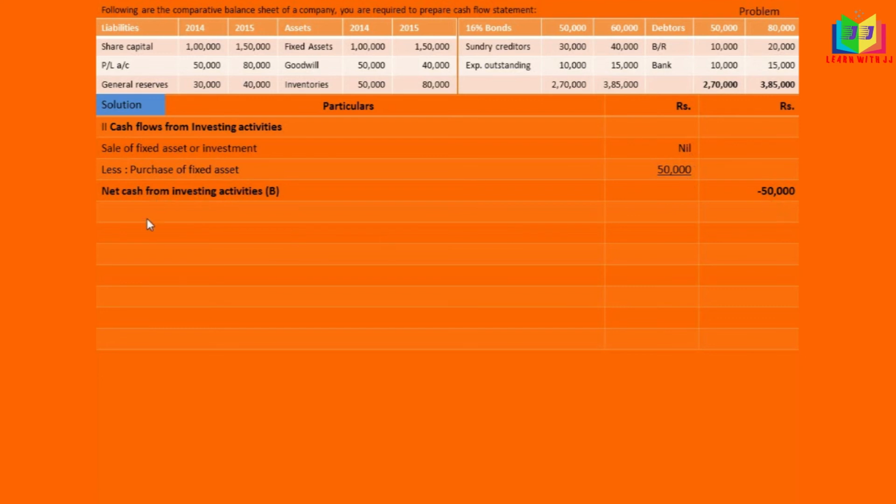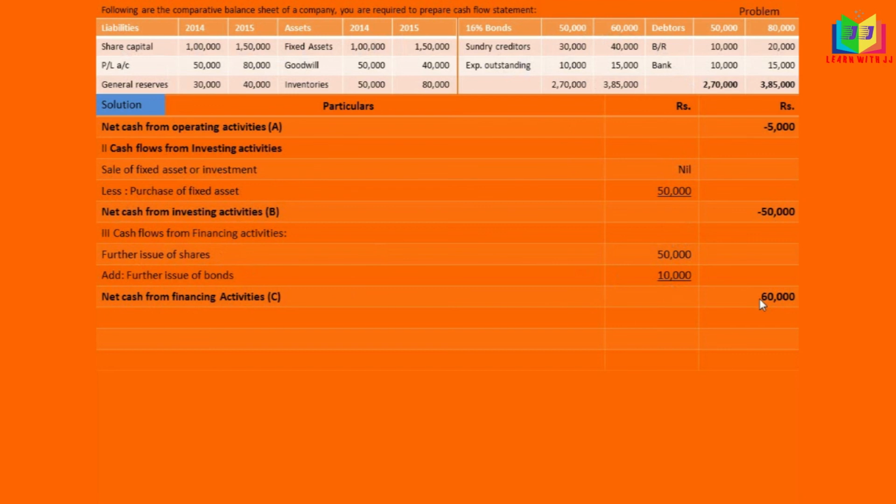And the third part is financing activity, cash flow from financing activity. With regard to the issue of shares, here 1 lakh and 1,50,000 we have. So 50,000 is the further issue of shares. And with regard to the bond, 50,000 and 60,000 here we have. So 10,000 is the issue of bond, so we have to add that. Yes, we finish off writing everything. So we can add this. We'll get 60,000. Net cash from financing activity is 60,000.